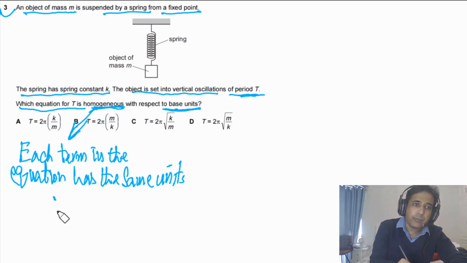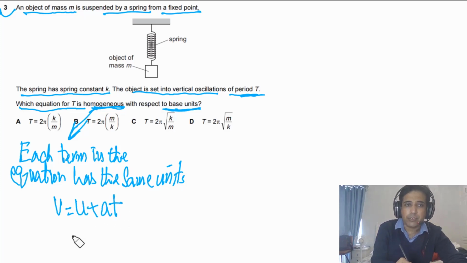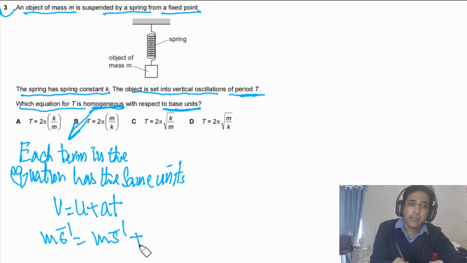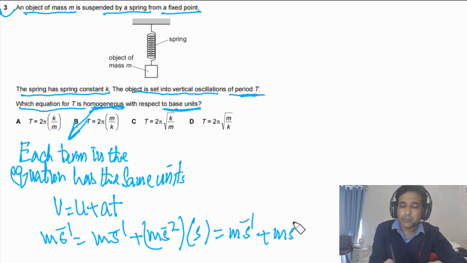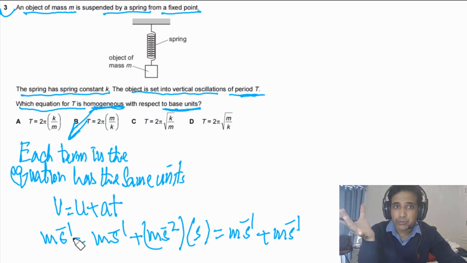An example of a homogeneous equation is v is equal to u plus at. We can see the unit of v is meters per second and the unit of u is also meters per second. Then the unit of a is meters per second squared and the unit of time is second. So here we have meters per second, and here we have meters per second. You can see each term has the same units. So this is a homogeneous equation.